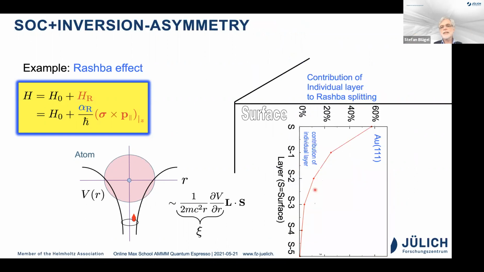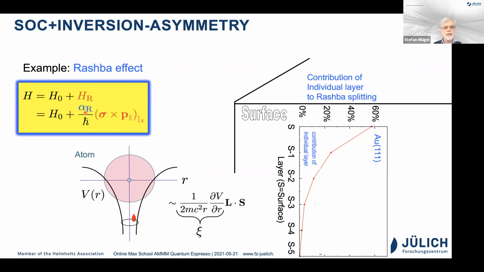And then the next question is, I told you it depends somehow on the gradient of the potential. That is true, but it depends also on the asymmetry of the wave function, because at the end you have to calculate matrix elements. And therefore you see the contribution to this Rashba parameter here, or of this spin-orbit strength, or maybe better the Rashba parameter. You see 60% comes from the surface atoms, but the other 40% come basically from deeper lying atoms. So you have some depth profile which contributes to the Rashba effect.